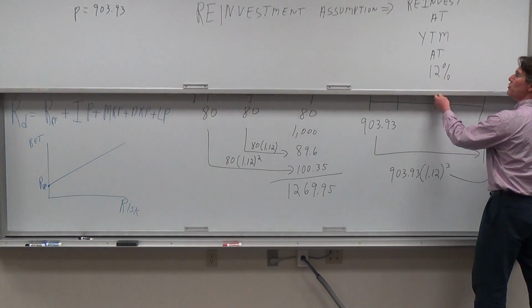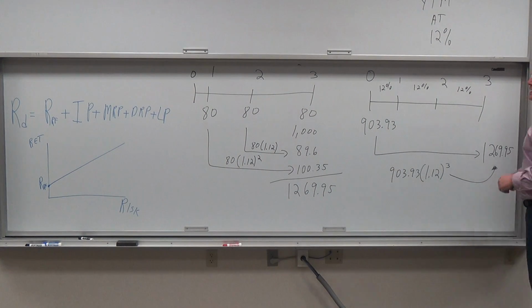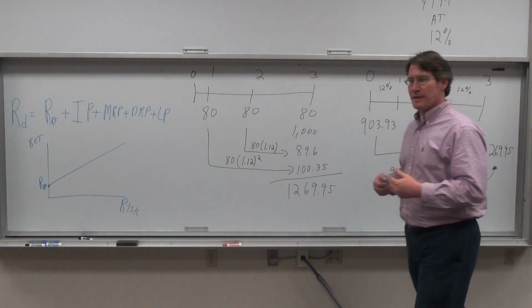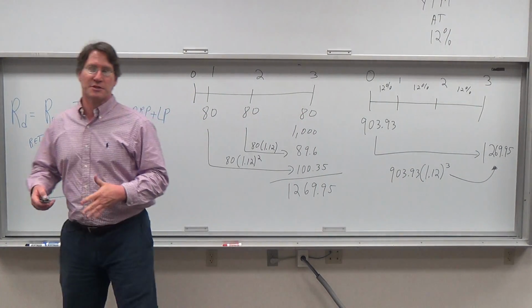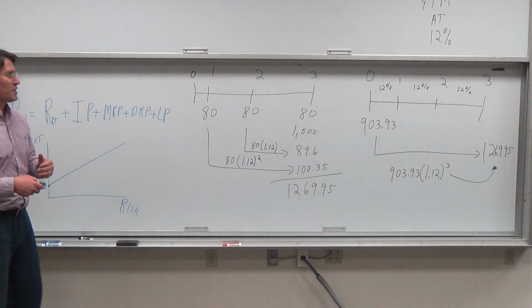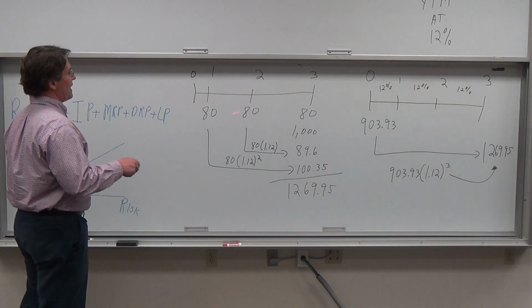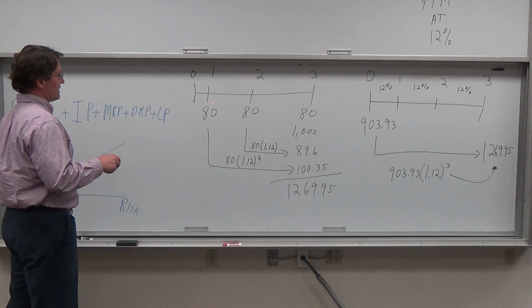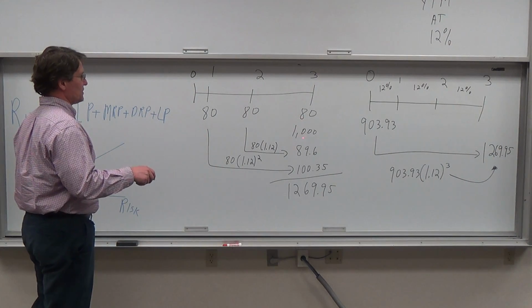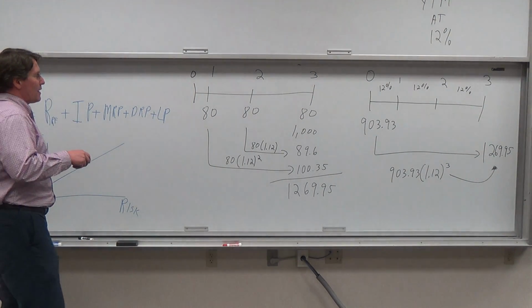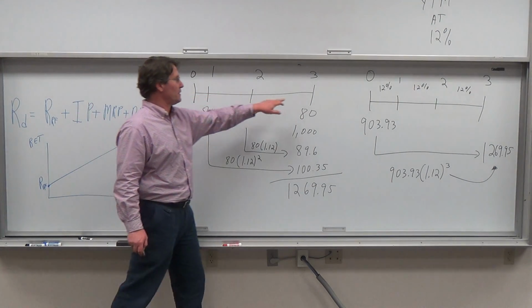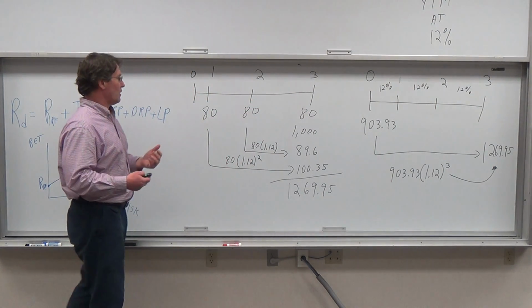So anything I earn is reinvested at 12%. So let's go ahead and prove that to you. Let's prove that major assumption, because that's something Excel doesn't tell us, and that's a very important assumption to make, especially when interest rates change, especially when interest rates go down. So here's the question. If I pay $903.93 for the bond to get back 80, 80, and 80, and 1,000, the assumption I make is anything I earn between time period 0 and time period 3 is reinvested at 12%.